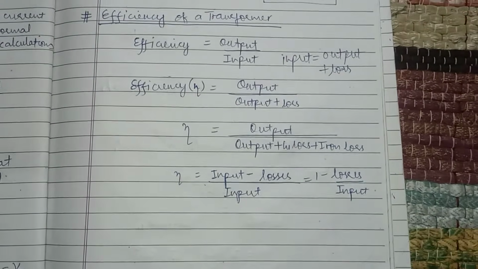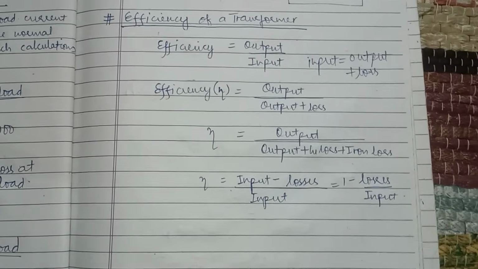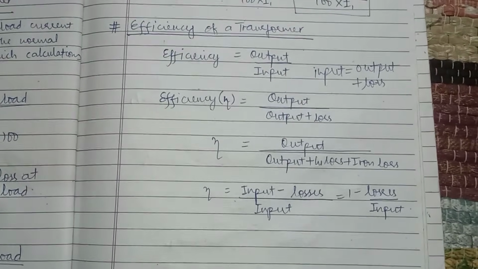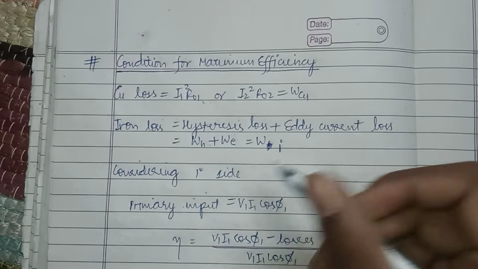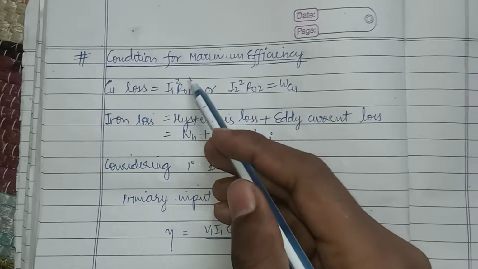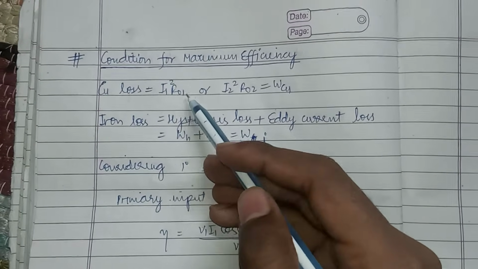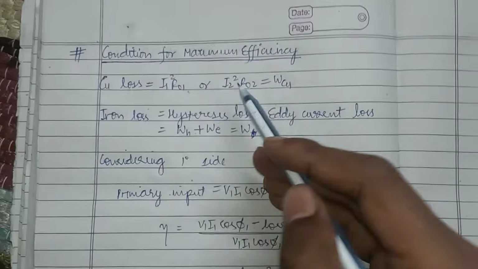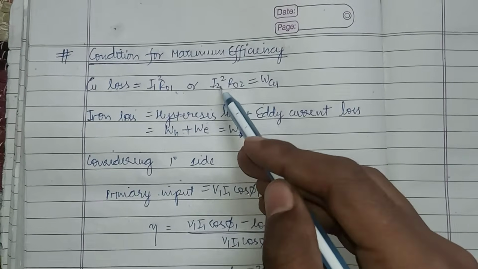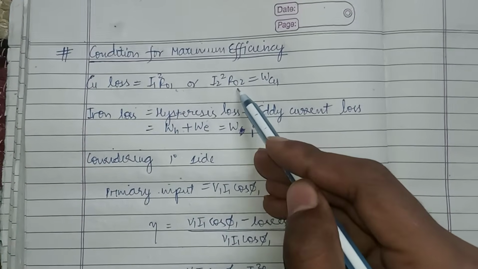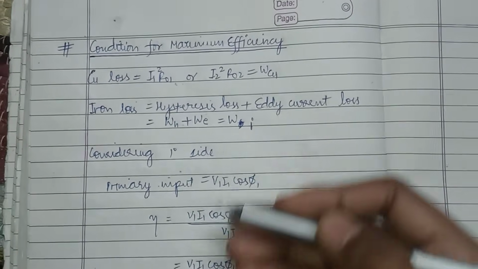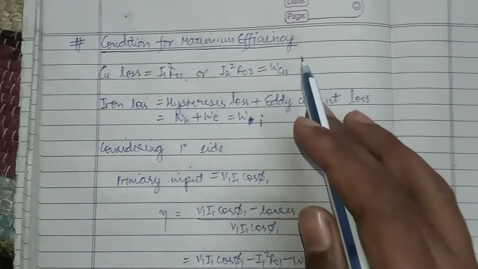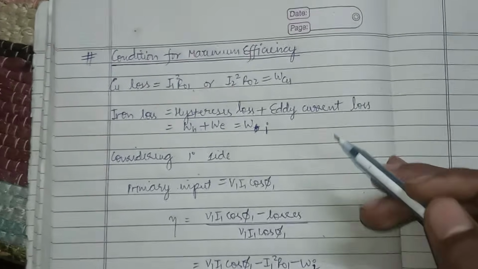Now we'll see the condition for maximum efficiency, meaning when the transformer performs the maximum work. For studying the condition for maximum efficiency, we'll take copper loss as I1 square RO1. RO1 is what? Equivalent resistance referred to the primary winding. Or we can take I2 square RO2, where RO2 is the equivalent resistance referred to the secondary winding. But while deriving the formula, we'll take the primary winding for our study. We can take the secondary winding also, but it doesn't matter.